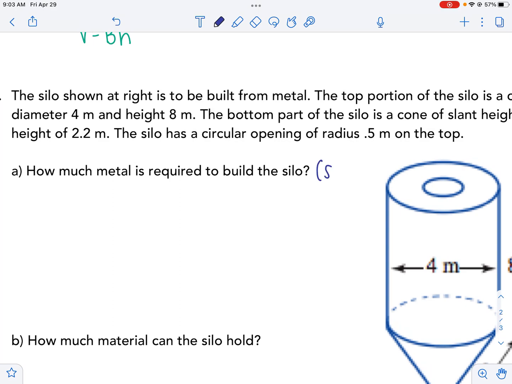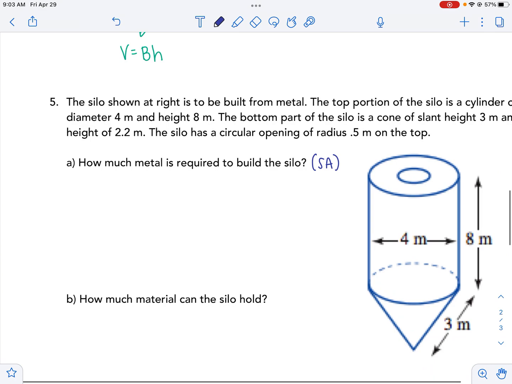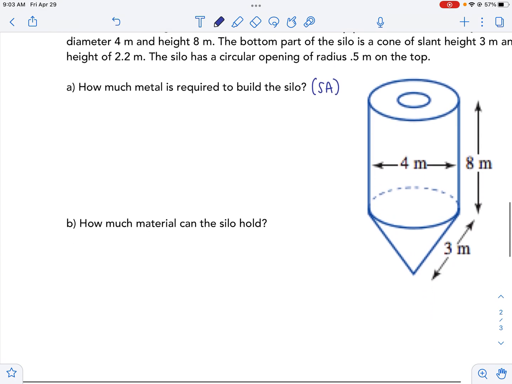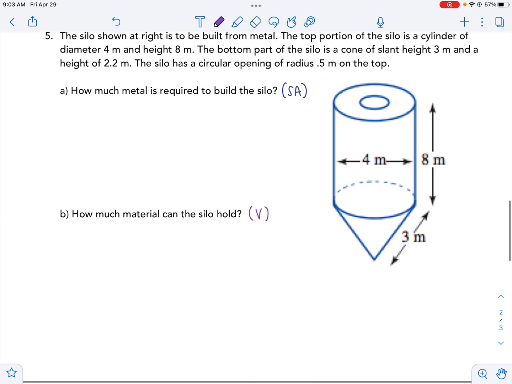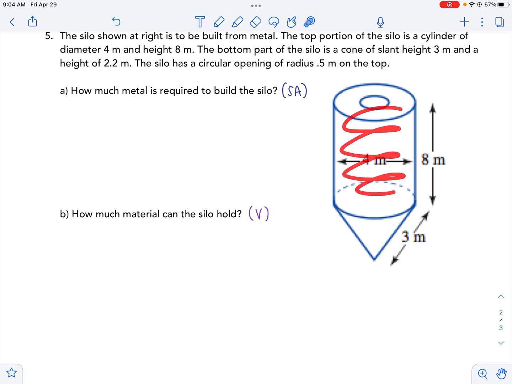Well, that would be surface area. And then how much material can the silo hold? Material hold, that would be volume. Now, volume would be a little bit easier than surface area for this particular problem because the silo can hold whatever the cylinder can hold plus whatever the cone can hold.